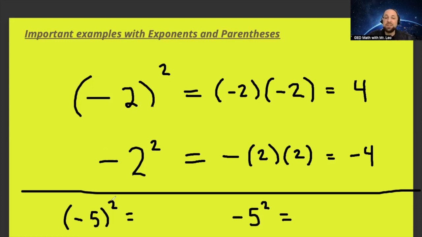In this first case, the exponent covers the entire number and the sign, meaning the number and the sign are duplicated. It's -5 times -5, giving you a positive 25. In this one, however, the exponent is only on the 5. The 5 is going to get duplicated, making 25, and the negative sign just appears once. The negative sign is not duplicated from the exponent. The negative sign is just there one time, and it will carry into the answer.